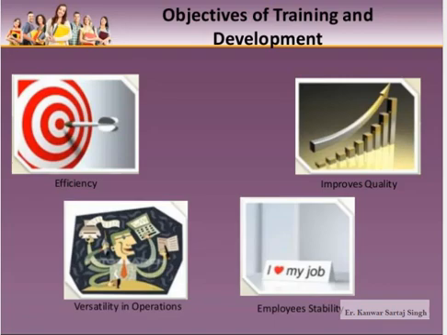Then versatility in operations. A person becomes multi-talented when training is being imparted. They learn new things and they are now available to perform various other tasks also. Then employee stability. The employees get motivation when they get training, they feel confident, and that leads to stability in job.